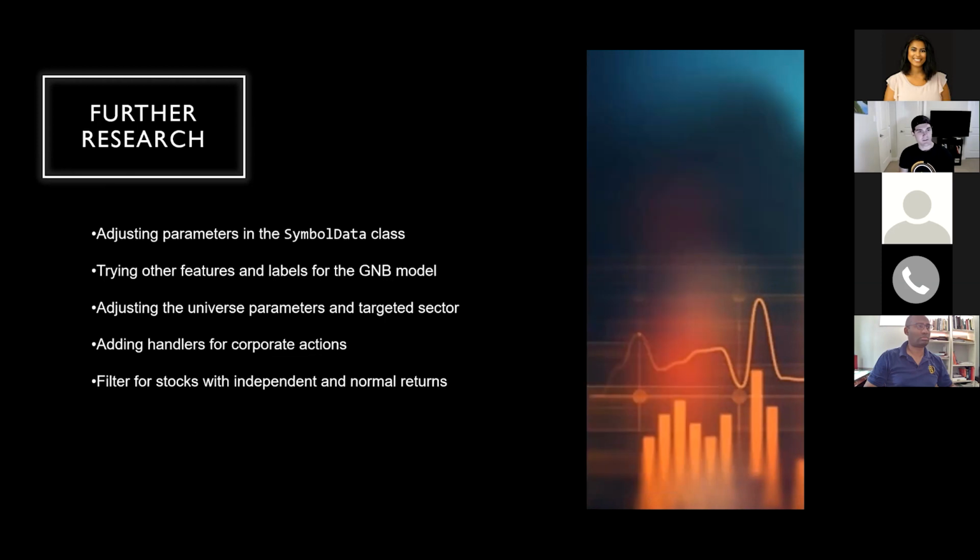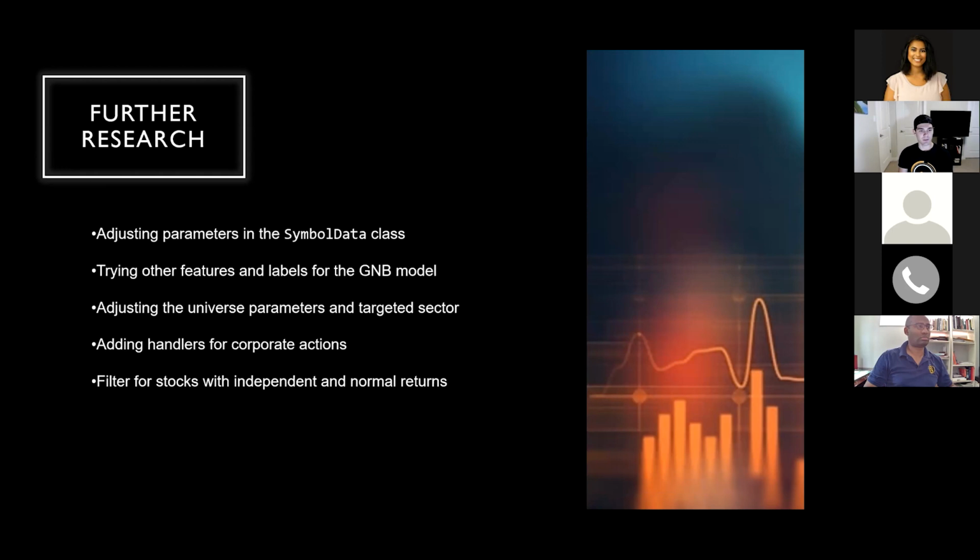So some areas of further research. Again, all of this code is going to be in the strategy library. It's already live, so you can go and play around with the code. Here are some things that you might want to look into: adjusting some parameters in the symbol data class, trying other features and labels for the model that we're training, adjusting the universe parameters, maybe trying a different sector instead of technology stocks.